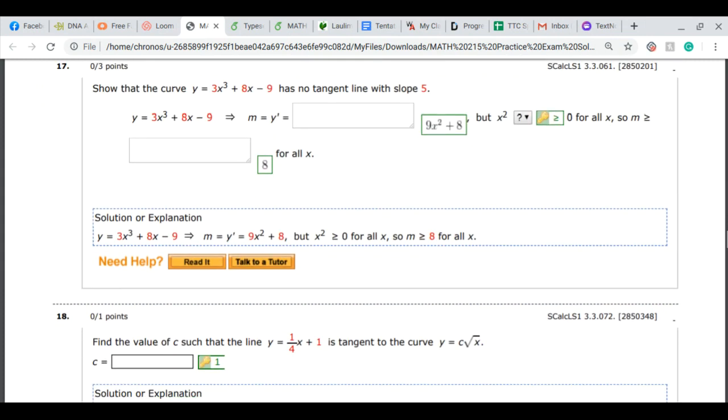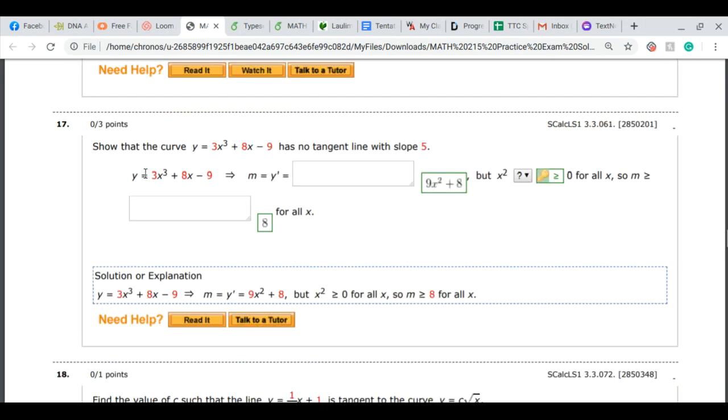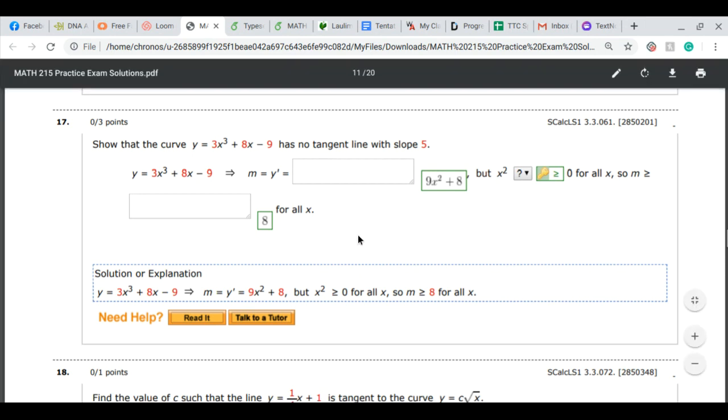Show that the curve y equals 3x cubed plus 8x minus 9 has no tangent line with slope 5. If y is 3x cubed plus 8x minus 9, m is y prime. So what is that? Well, it's just 9x squared plus 8. Is this positive? Okay, so this is positive. x squared is always larger than or equal to 0 for all x, so m is larger than or equal to 8. How can we ever have m being equal to 5? It's always larger than 5, so it's not possible. That's what they say here.